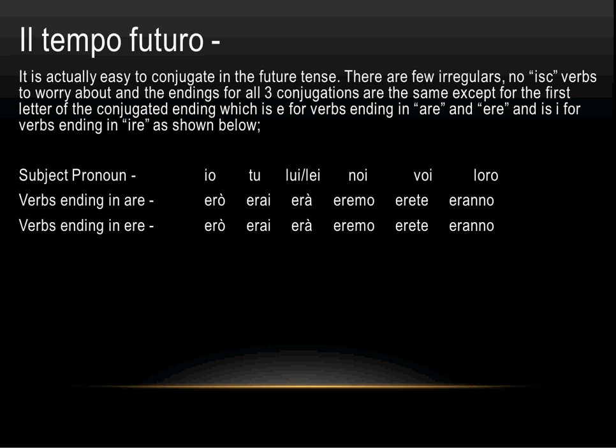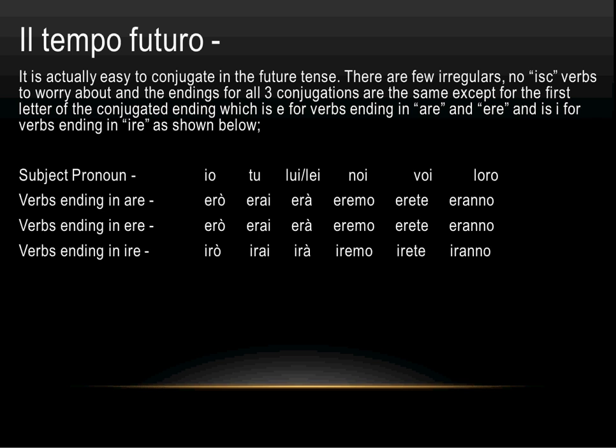They are identical for ERE verbs. Erò, erai, erà, eremo, erete, eranno. And for IRE verbs, the only thing that's different, instead of putting an E in there, you put an I in there. It's almost as if for the ERE and the IRE, you really actually only drop the last E. For the ARE, you replace a full ARE because you're putting erò, etc. down the line. But for the ERE verbs, they're done exactly like the ARE. And for the IRE verbs, they're, once again, exactly the same, except for just the first letter.